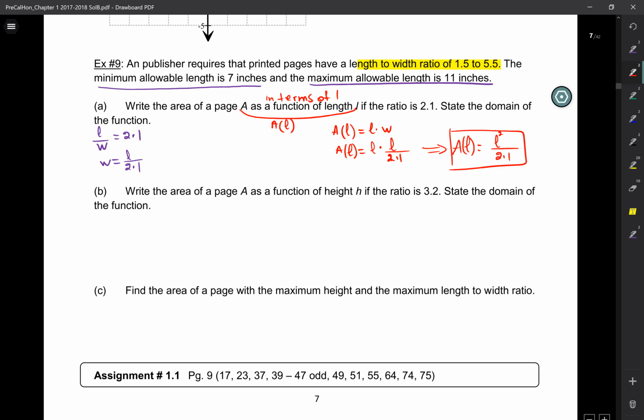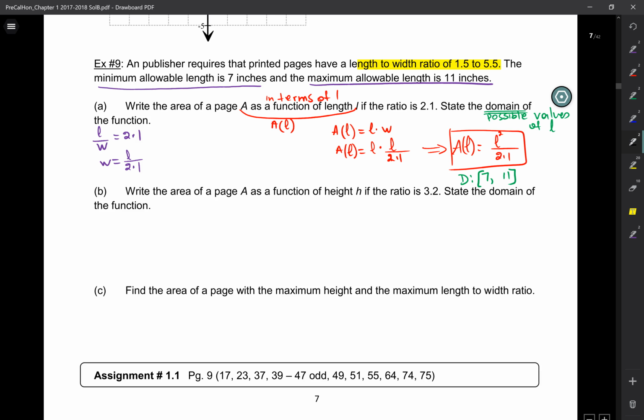Okay, now state the domain of the function. Domain is all of the values that L can take on. Okay, so possible values of L. Well, we are told that the minimum allowable length is 7 and the maximum is 11. So the domain is 7 through 11.